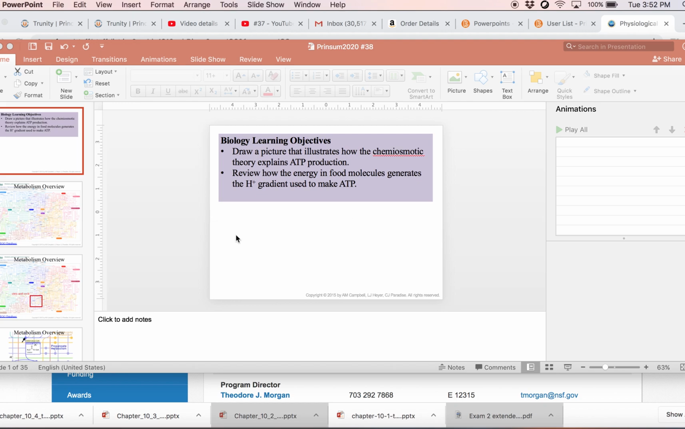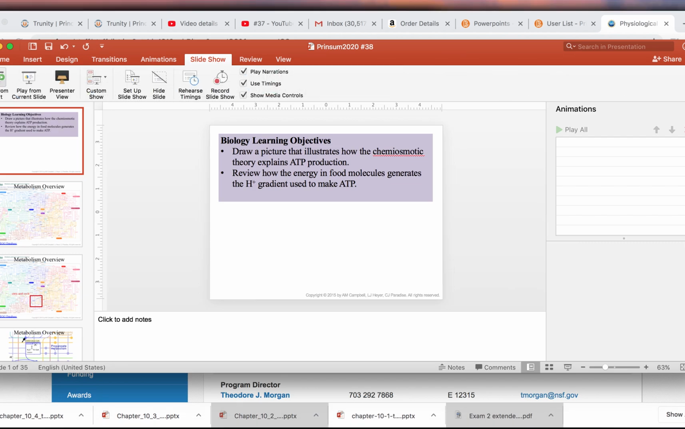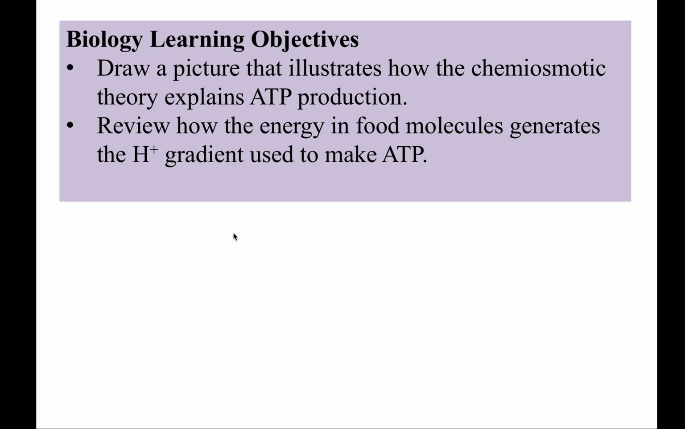This is podcast number 38. We're going to wrap up here the oxidation of glucose and how you're going to make ATP. So far, we haven't made a whole lot of ATP. In this one, we're going to make lots of ATP.